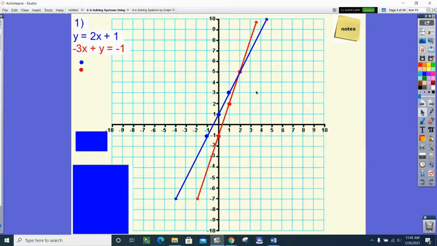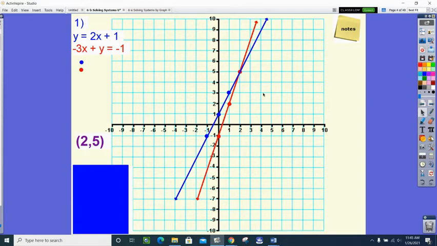So we would have, for the blue line, a y-intercept of 1, and then up 2 over 1, up 2 over 1. If we add the 3x to the other side, the y-intercept would be negative 1, and we have a slope of 3, up 3 over 1, up 3 over 1, and you can see you hit the other line. Solution estimation here would be (2, 5).